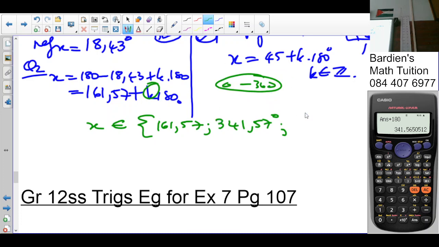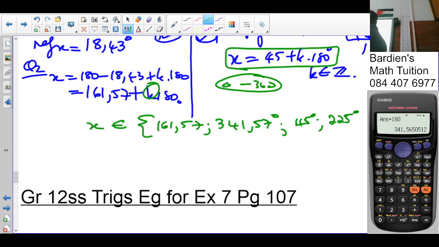Now we go to the other branch. If I put 0 for k, I'm going to get 45 degrees. If I put 1 for k, I'm going to get 225 degrees. If I put 2 for k, it's going to be 360 plus 45, which is 405 degrees, which is outside. If I put negative 1 in there, I'm going to get negative 135, which is below that given interval.